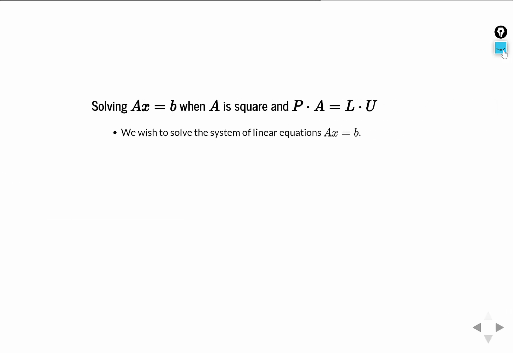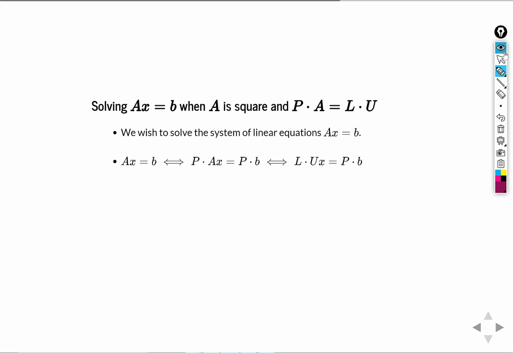So we just learned a more general case for the LU factorization, meaning P times A equals LU. Now we want to see how we can solve the system of linear equations A times X equals B. We start from AX equals B. We multiply both sides by P from the left. This way, we recognize that P times A is LU. So what we get is LUX equals P times B.